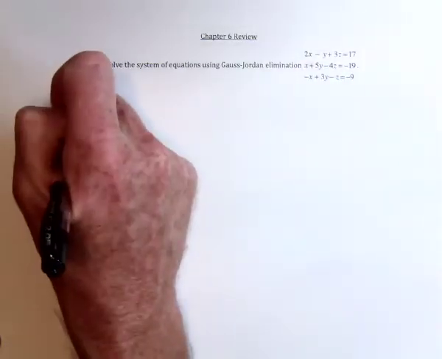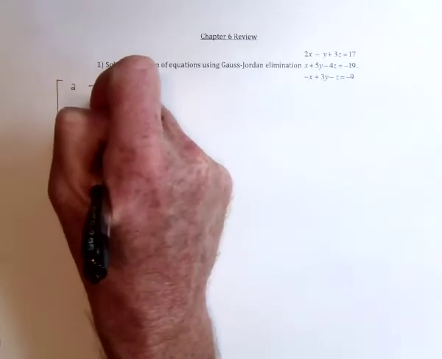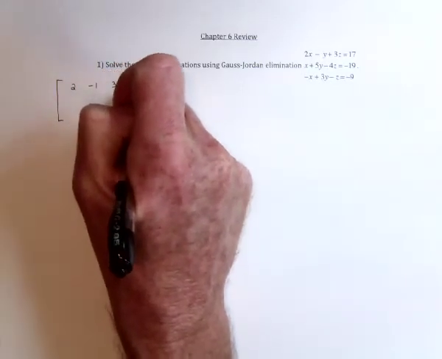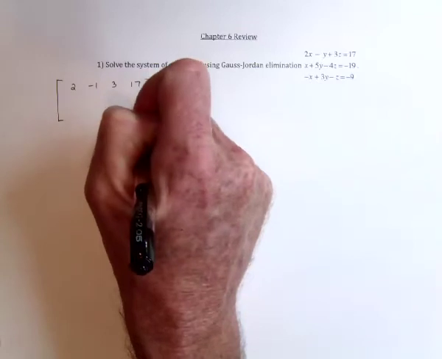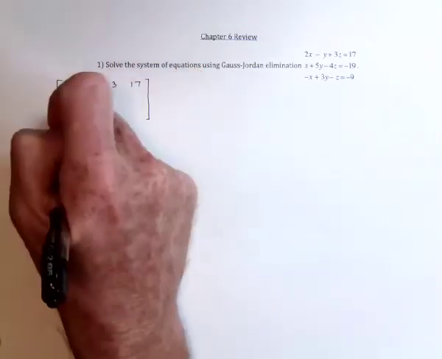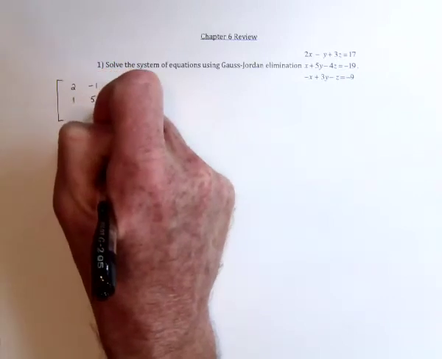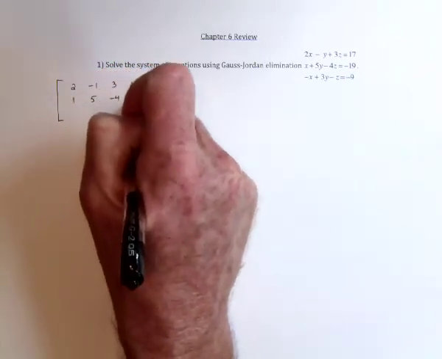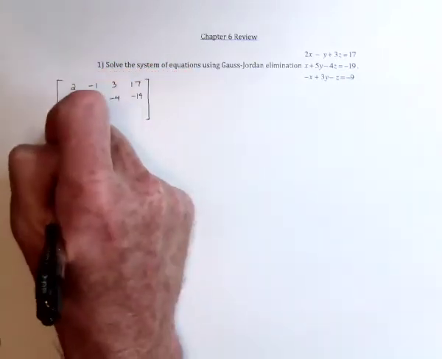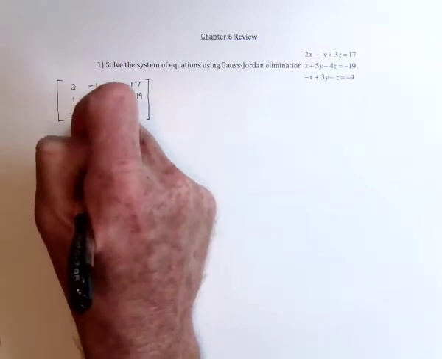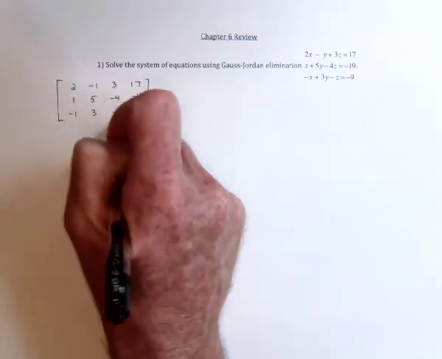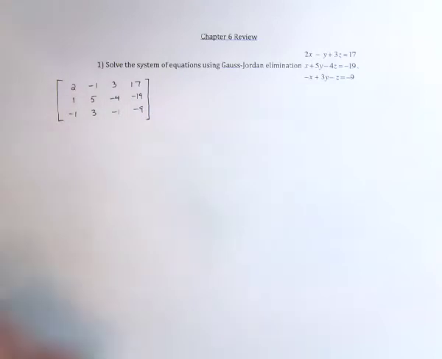So the first row would look like 2, -1, 3, and 17. The second equation is represented with 1, 5, -4, and -19. And the bottom row is -1, 3, -1, and -9.